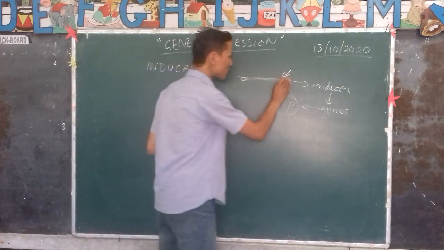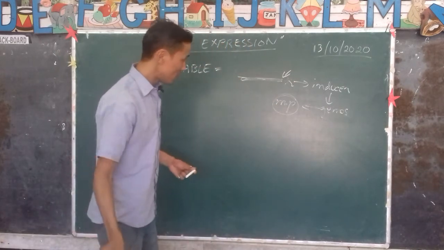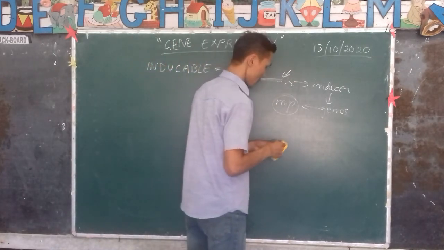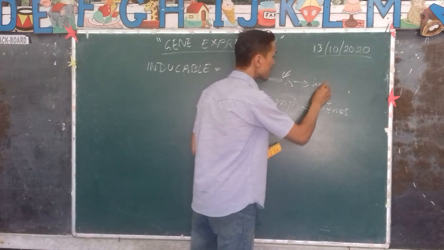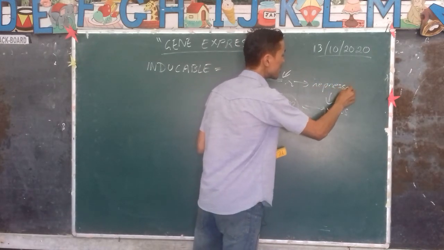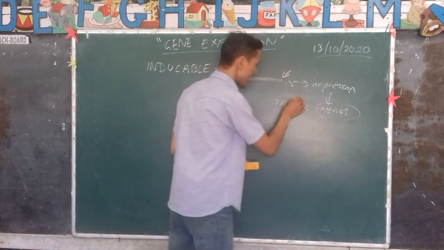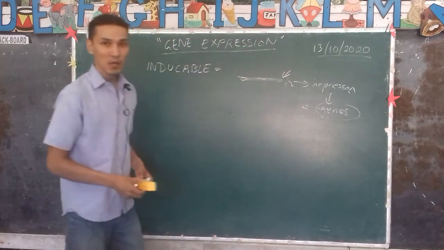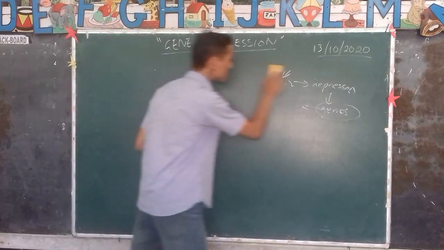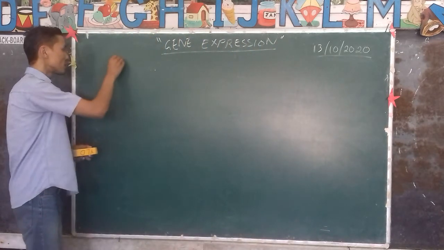Now, if you want to repress the system, a repressor produces a protein called repressor protein. This repressor protein acts on the genes, and as a result, your protein production stops. So first, we are going to discuss inducible systems.